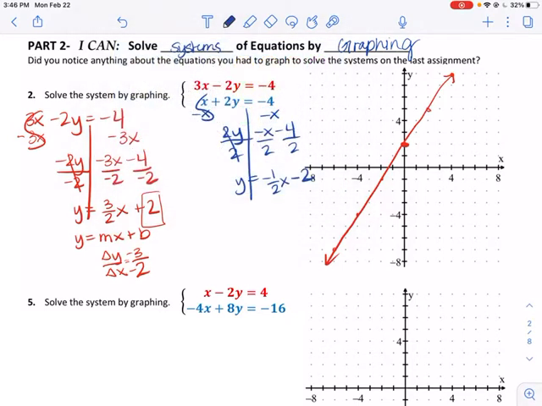Okay, then we have this one. Our y-intercept is that negative 2, so I'm going to put it right there. And then negative 1 over 2, I'm going to choose my y to be the negative 1 for this first bit. So I'm going to go down 1, right 2. And then let's go backwards. Up 1, left 2.